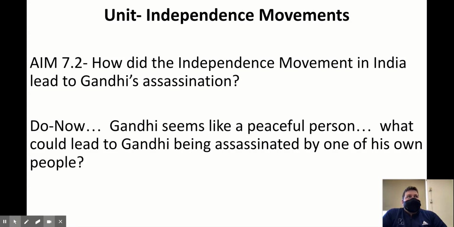All right, so AIM 7.2, independence movement in India and how it leads to Gandhi's assassination. All right, here we go.